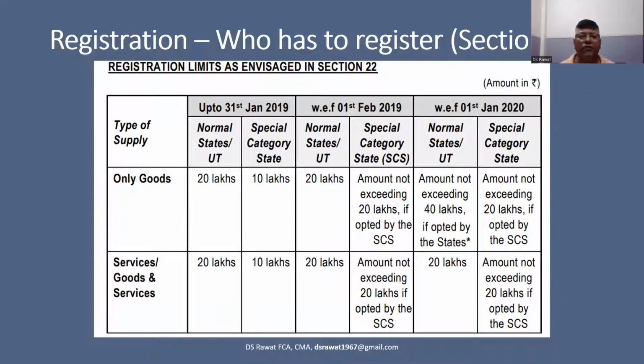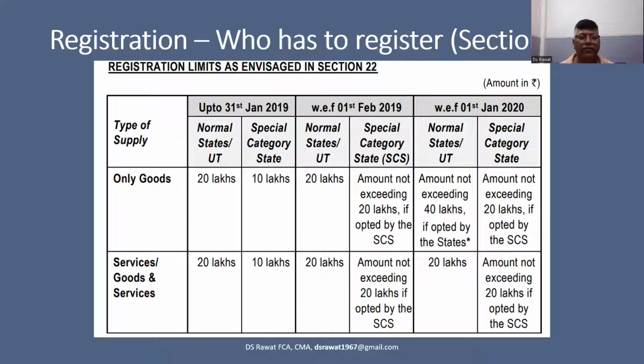In the earlier slide, we talked about registration limits in section 22. In case of goods only, with effect from 1st January 2020, it is 40 lakhs. This is also subject to the condition that the concerned state has opted for this. If the concerned state has not opted for this, then it is 20 lakhs as given in the previous slide.